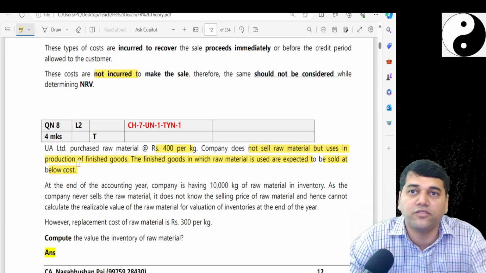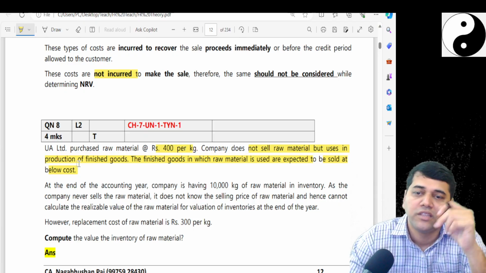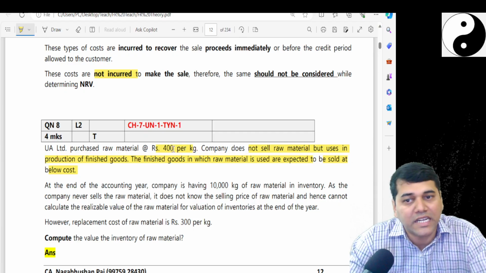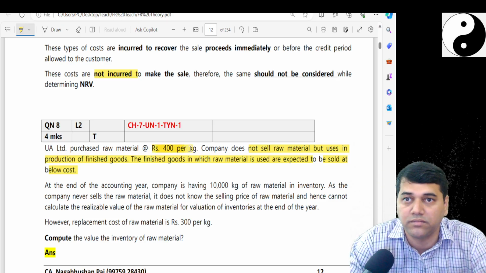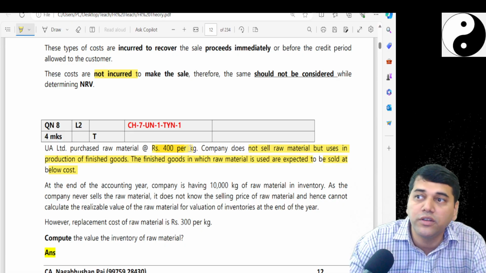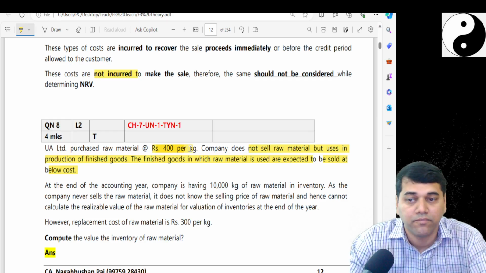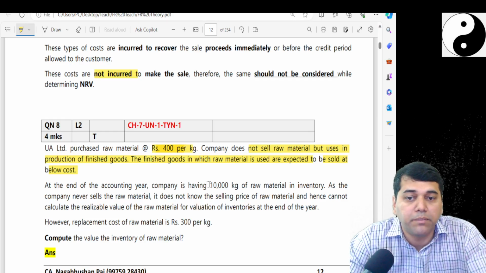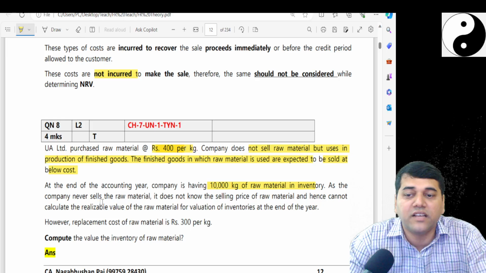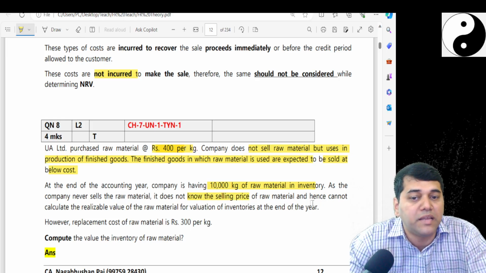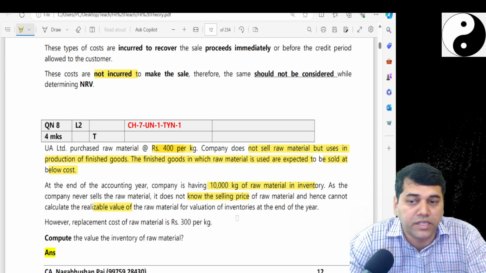If it is sold above cost, if the NRV of the finished goods is more, then you always value this raw material at cost only, whatever you purchased, even if you purchased at a high cost, it doesn't matter. Because ultimately you will realize this money from the finished goods, but you don't directly sell this. At the end of the accounting year, the company has got 10,000 kg of raw material as inventory. As the company never sells it, it does not know the selling price of the raw material, hence cannot calculate the NRV for the raw material.